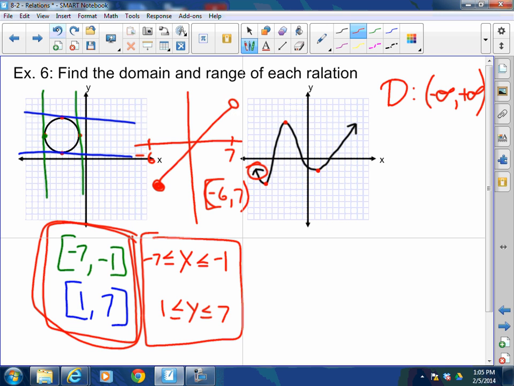Now, here's the tricky one. This is a really good one. What's the range? Fantastic. Negative 4 to positive infinity. Why I said this is a good one, because a lot of people get confused here. And sometimes people go by this one. But you got to go by the lowest one. The lowest possible value of y is here, and then it can only go up from there. Does that make sense?